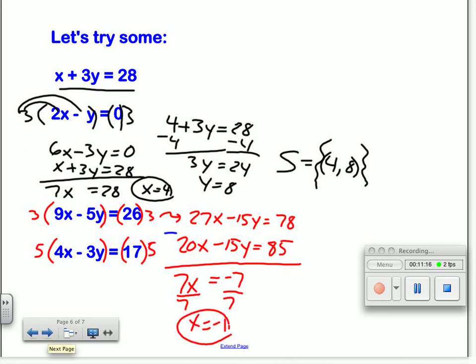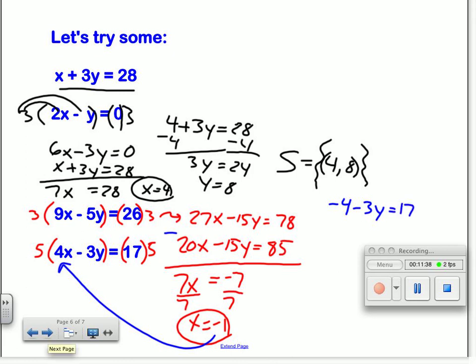Once again, that's not our solution. We need an ordered pair, so we have to plug that minus 1 into either equation. Let's plug that minus 1 into here. So what we're left with, I'll write it over here, is where we get minus 4. I'm going to plug a minus 1 there. Minus 3y equals 17. Let's solve that one.